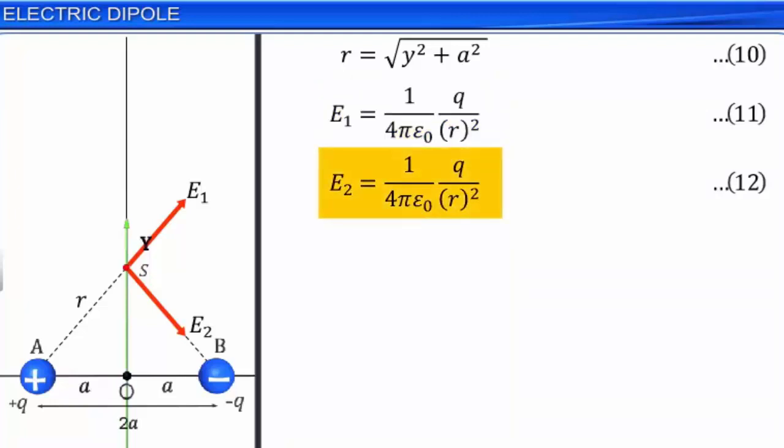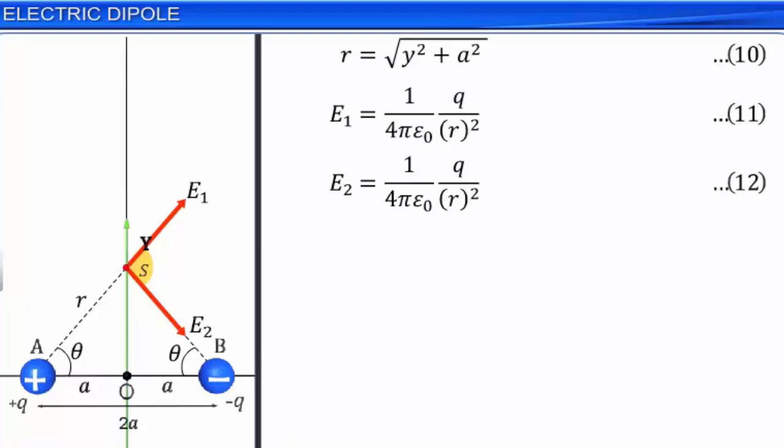The point S lies on the perpendicular bisector of the line joining the charges plus q and minus q. Hence, by geometry of the triangle SAB, the angle SAO is equal to the angle SBO. Let this angle be theta. Now the angle E1SE2 is the exterior angle of the triangle SAB, and hence this angle is equal to 2 theta.